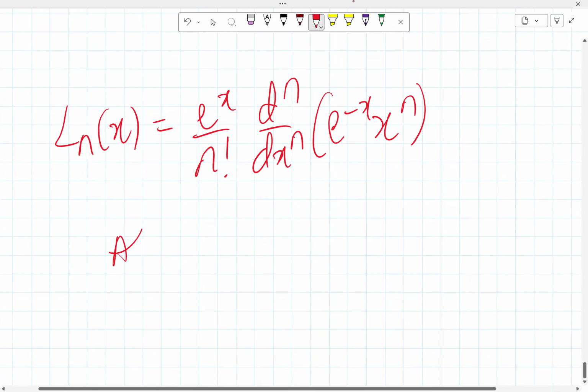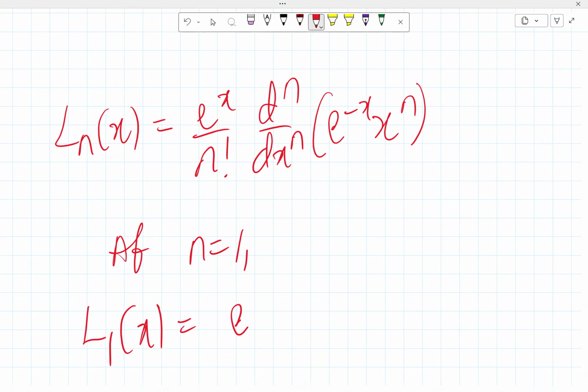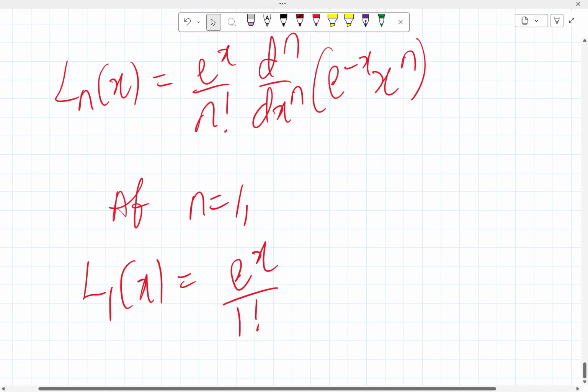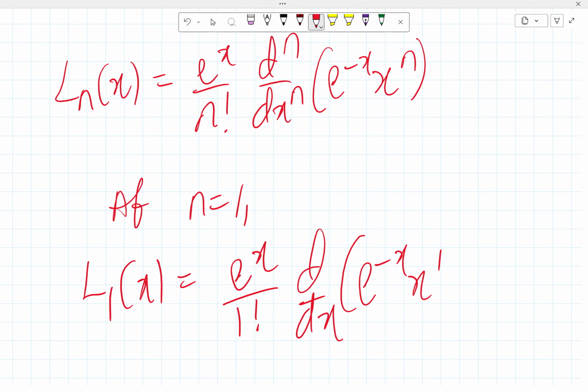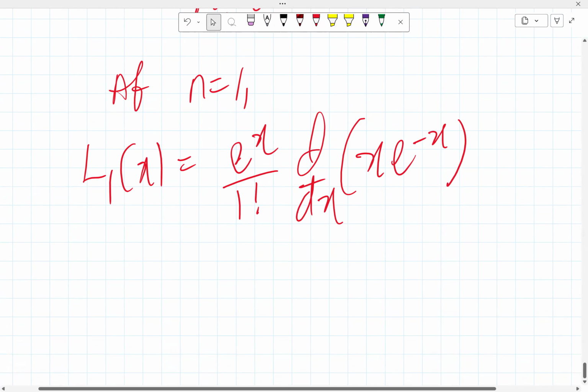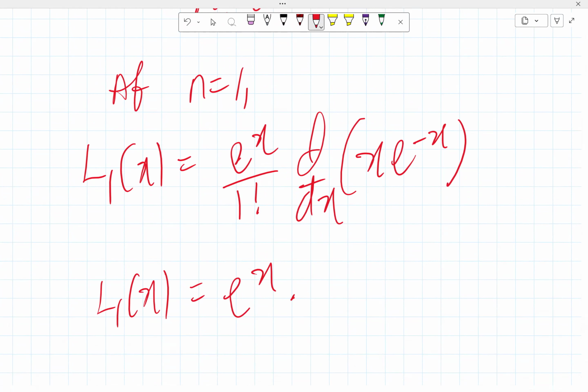So if I do want to do n equals 1, I have L1 of x equals e raised power x over 1 factorial, then d/dx, that's the first derivative of e raised power minus x, x raised power 1. So in short, we have x e raised power minus x because n is 1 now. So L1 of x equals, 1 factorial is 1, so we have e raised power x times, and we need to differentiate it. That's product rule now. So hold x and differentiate e raised power minus x. That's e raised power minus x multiplied by minus 1.